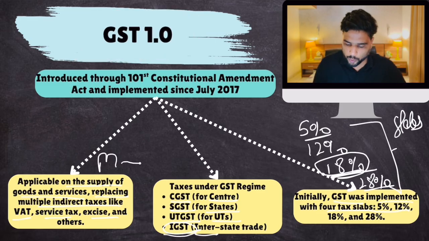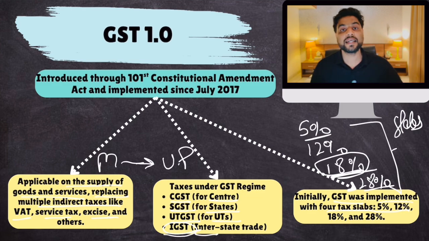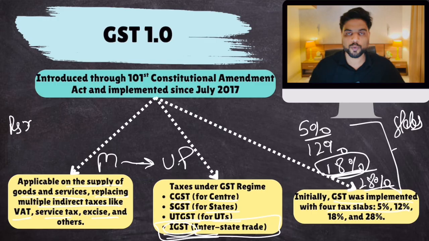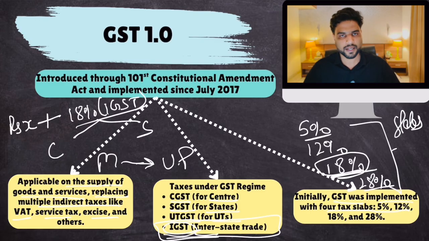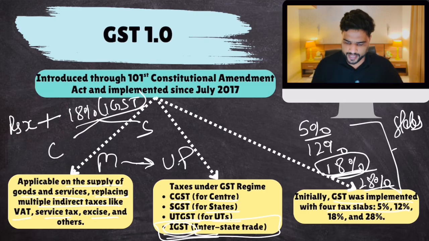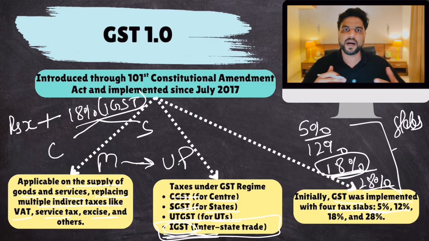But if this pen was made in Maharashtra and sold in Uttar Pradesh, so from Maharashtra it would be sold to UP, then that comes under interstate trade, IGST. So X would be the price of this pen, and then 18% IGST would be levied. Half of this IGST would go to center, half of this would go to the state. Clear? Simple. So for interstate trade, there is IGST, 18%. For intrastate, within a state, CGST, SGST, and for UTGST, if it is a UT, then it is UTGST. Very simple. You understand there are 4 slabs, there are 4 types of taxes depending on the kind of trade there is.